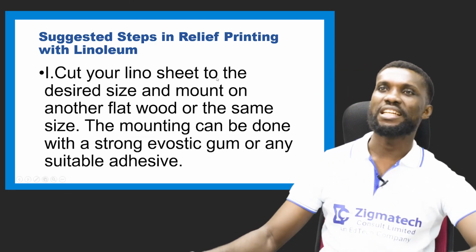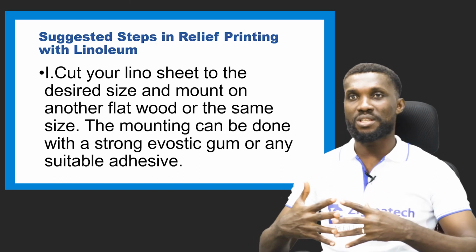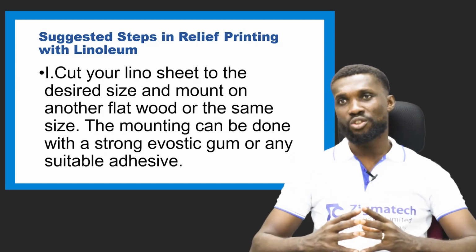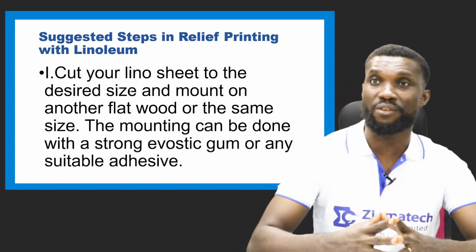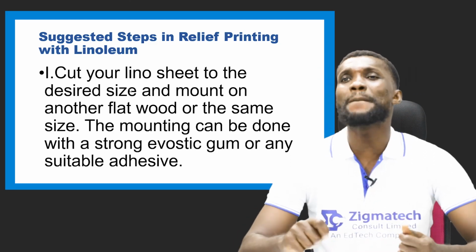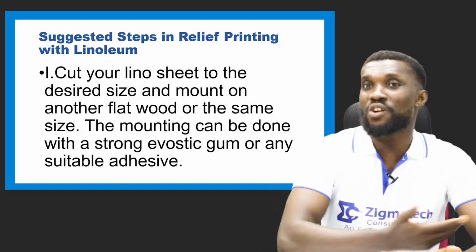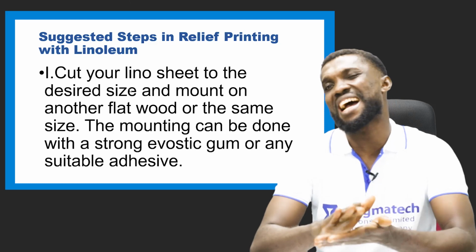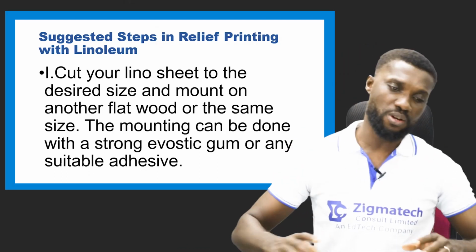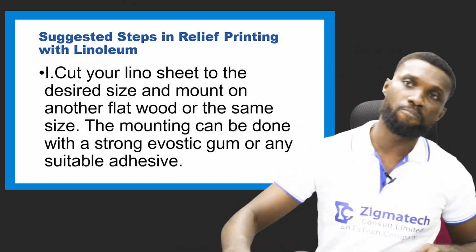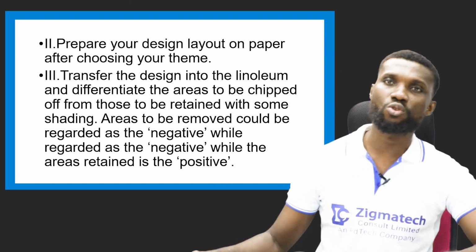Now some suggested steps in relief printing with lino. I'm going to be fast with this so that we can meet up with our timing. You cut your lino in sheets to the desired size and the amount you want, or you could use a flat wood if you don't have lino. Then you mount the cut out lino using your Evostik gum to gum it on a hard surface, so that it doesn't move up and down. After cutting your lino, you apply the gum on the surface, and then gum that lino on that surface to make it very strong to avoid moving.